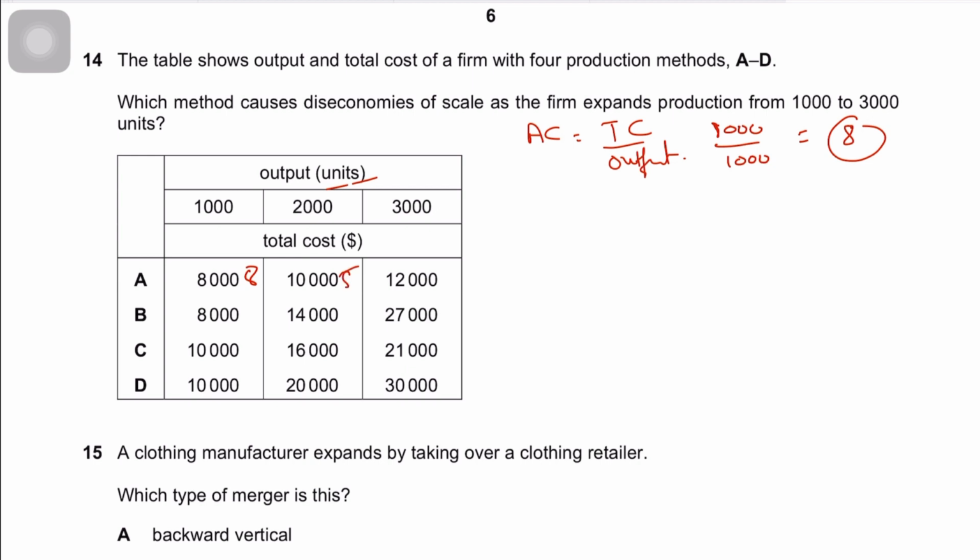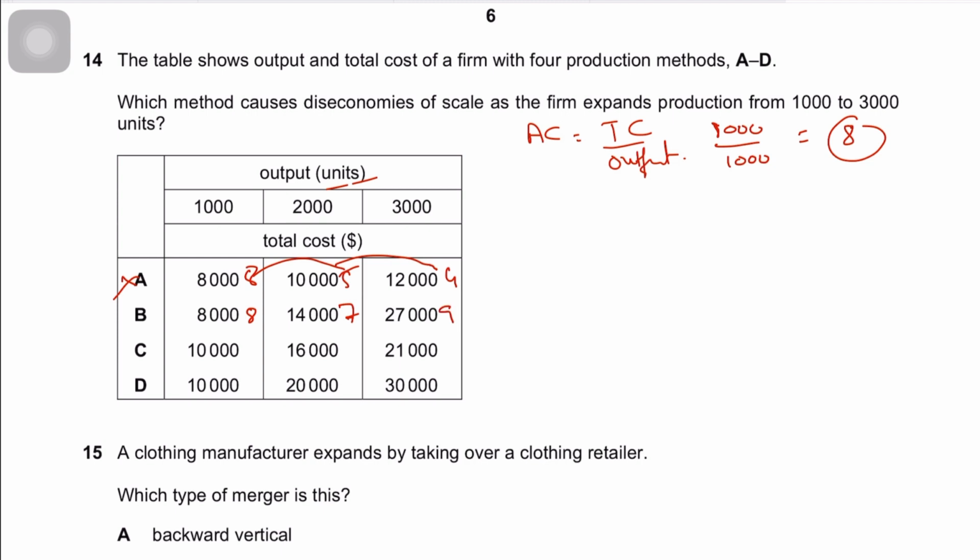So your average cost is going down, and then 12 divided by 3, your average cost goes down again. So actually you're benefiting from economies of scale, from 8 to 5 and then 5 to 4. So this shouldn't be the answer. This is not diseconomies of scale at all. For diseconomies of scale to happen, your average cost must go up. As far as option B is concerned, the average cost for the first is 8, then 14 over 2, the average cost falls to 7, and then 27 over 3, it actually goes up to 9. So this can be the answer.